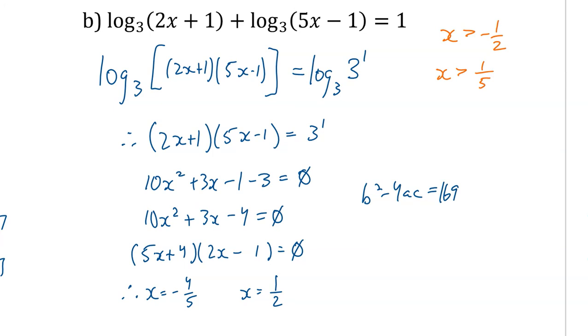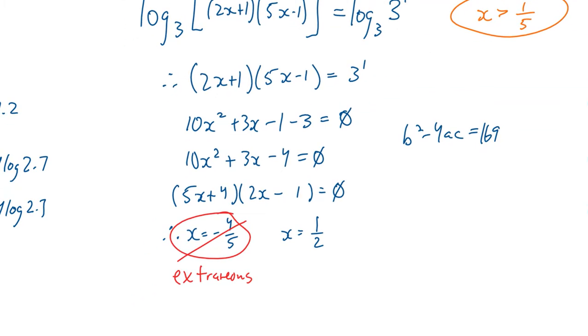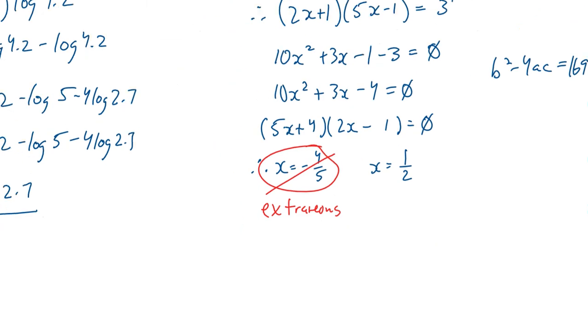If it has to be greater than negative a half and greater than a fifth, then that's the only one that we really care about, which means the negative 4/5 is extraneous, but the 1/2 is fine. And again, that often happens, where you calculate 2 answers, but only one of them is good. But you can have 2 answers. That can absolutely happen.